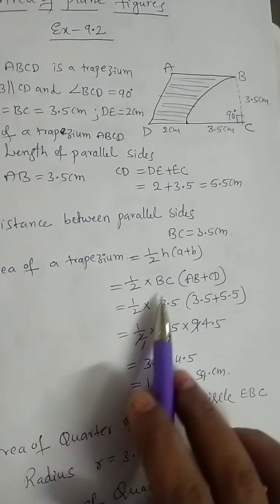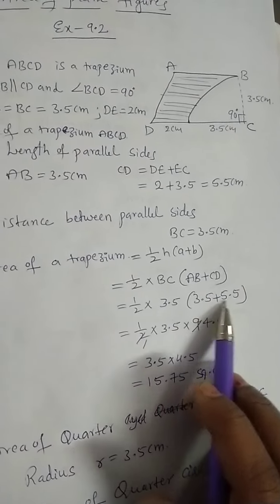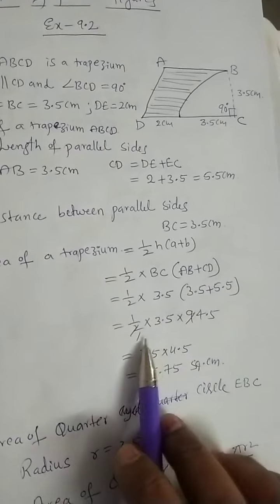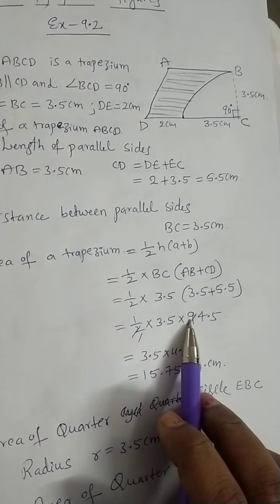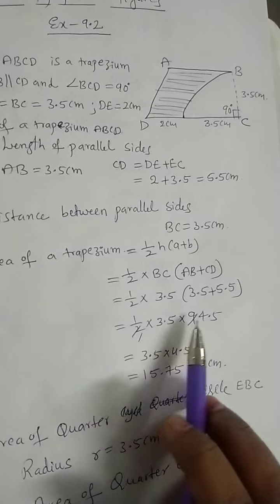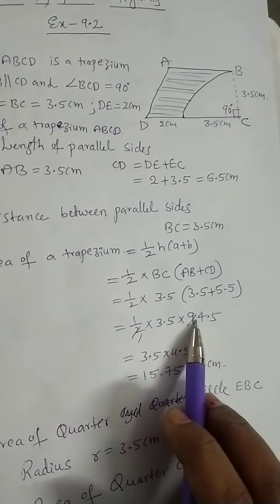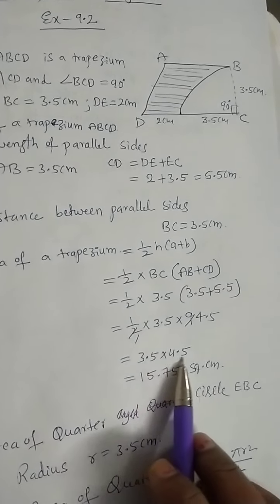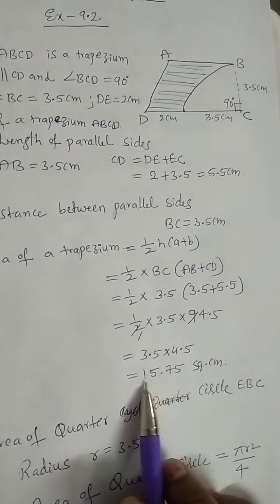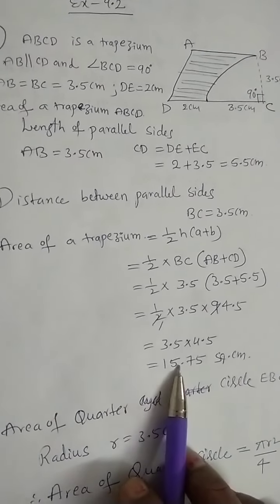Now we can substitute the height 3.5 and the sum of the parallel sides 3.5 plus 5.5. So 1 by 2 into 3.5 into 9. Two fours are eight, 4.5: 9 by 2 gives 4.5 after cancellation. Now 3.5 into 4.5, if you multiply, you will get 15.75 square centimeters. This is the area of the trapezium.